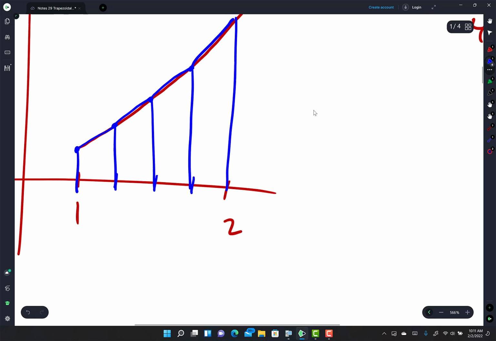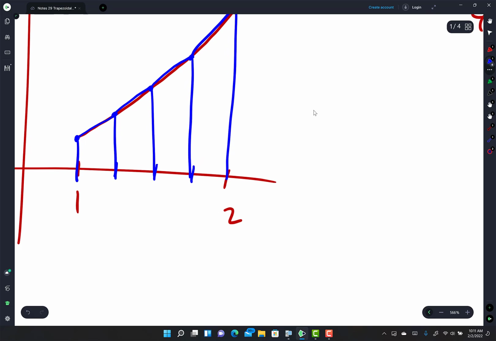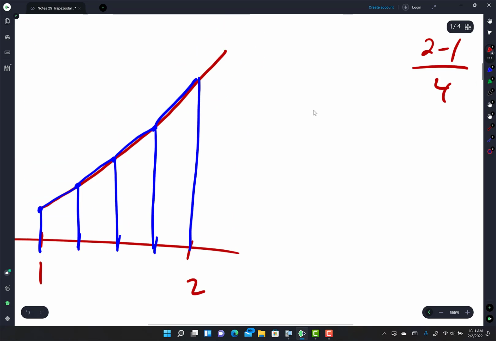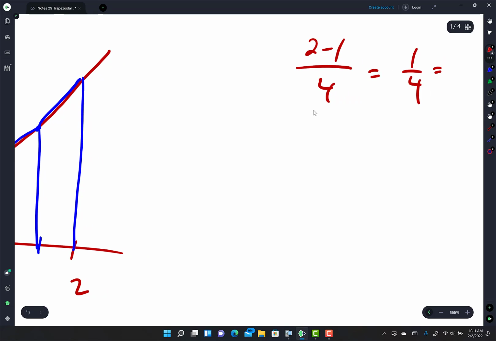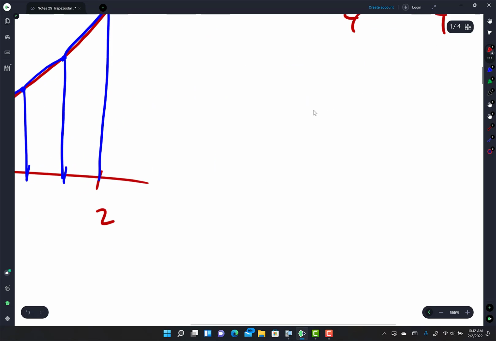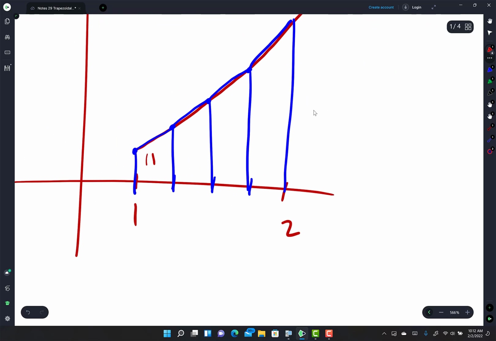Do you want to use the formula, or should we just calculate each trapezoid by itself? Yeah, let's just do each one by itself. All right. So I already know that my delta x is going to be my height. So there's your delta x, which is going to be the height of each trapezoid. Cool? So I'm going to label the trapezoids just for good notes. Trapezoid 1, trapezoid 2, trapezoid 3, trapezoid 4.